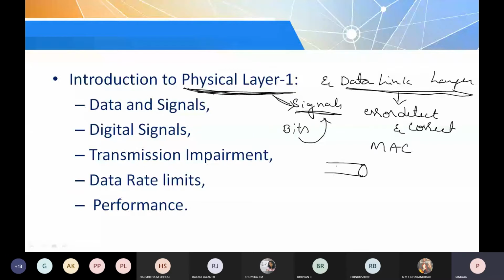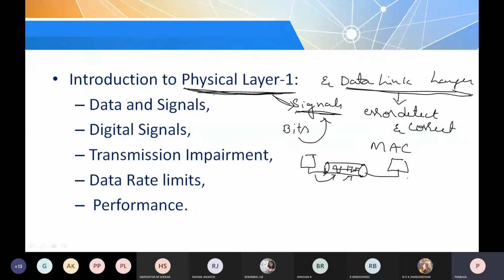Okay, before sending, the bits have to be converted into signals. So what are the methods we are going to use to convert these bits into signals? Is it an analog signal, or is it a digital signal? What type of signal are you going to convert to? So the data is converted into either of these signals, and that is transmitted. So we'll be focusing on how to represent the data as signals, and also we'll be learning some information about the transmission media.